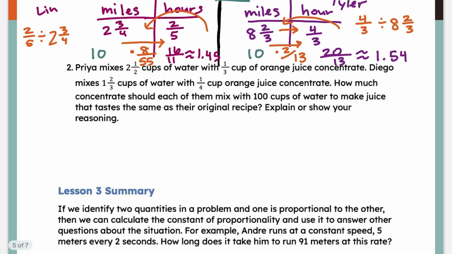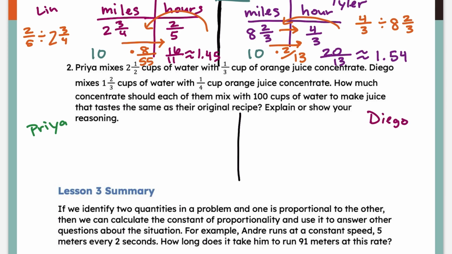Priya mixes 2.5 cups of water with 1/3 cup of orange juice concentrate. And Diego mixes 1 2/3 cups of water with 1/4 cup of orange juice concentrate. How much concentrate should each of them mix with 100 cups of water? We want our juices to taste the same as the original mixture. So once again, I have 2 different stories, 2 different people, so I'm going to separate this. I'm going to have a spot where I can talk about Priya and a separate space where I can talk about Diego.